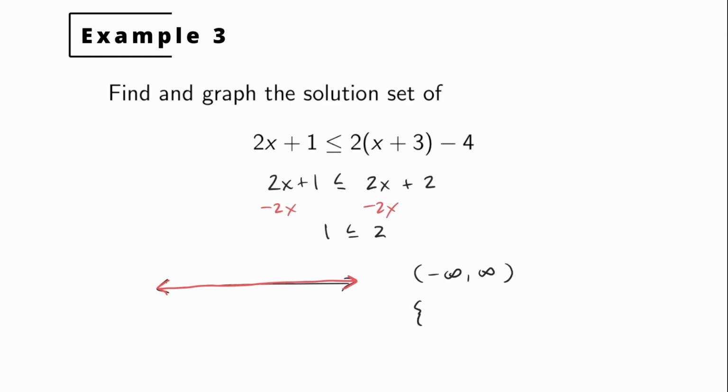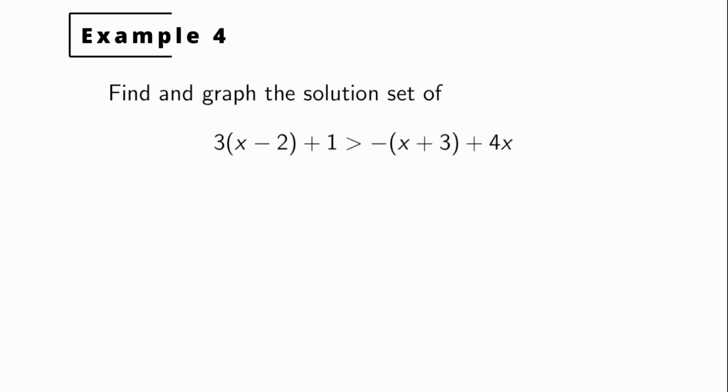And for set builder notation, a little weird to write this in set builder notation, you can just write x is between negative infinity and positive infinity. A little strange to write like that, but what are you going to do?